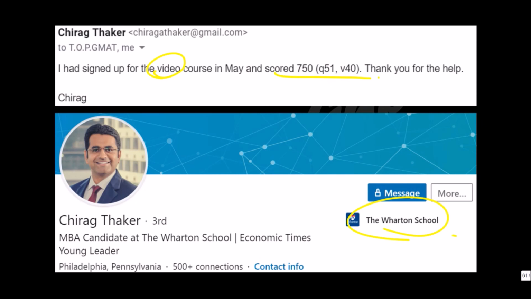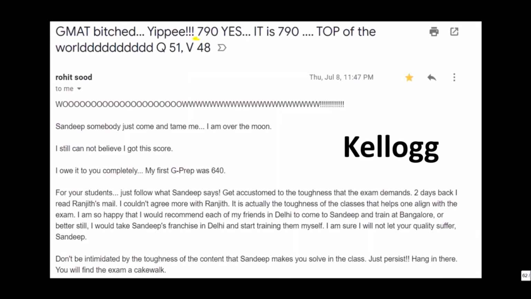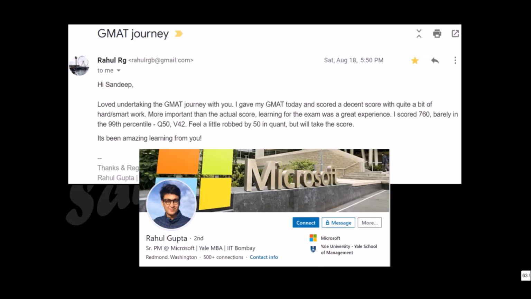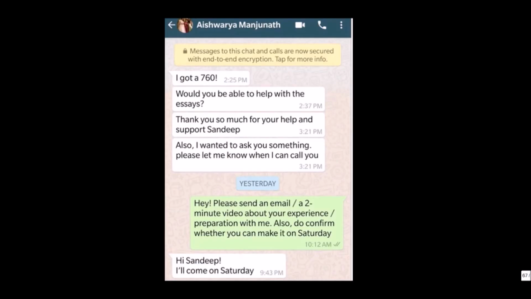Now, the highest score obtained by some of my students has been 790. This is Rohit Sood, one of the students who went to Kellogg eventually. There's another student who went to Yale eventually, Rahul Gupta, who got a 760 score. Another student got a 760 score. Now, I feel very proud sharing one of the stories with you.